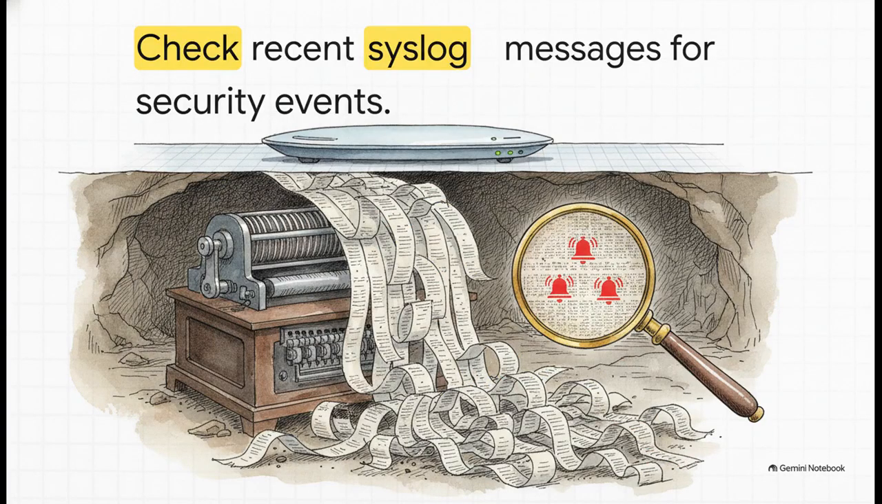And wrapping up the sequence, Command 5, show log. Guys, never skip this one. A network might look perfectly fine on the surface, but the system log, or syslog, is going to surface any hidden, repeating errors, interfaces that are constantly flapping up and down, or underlying security events. These are things you desperately need to know about before you start making your own changes.